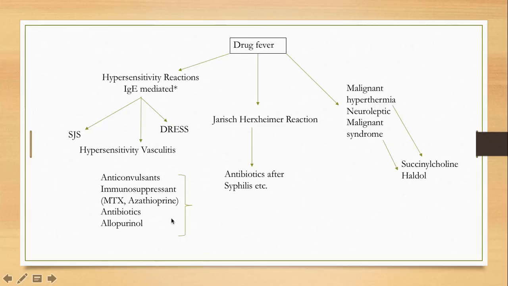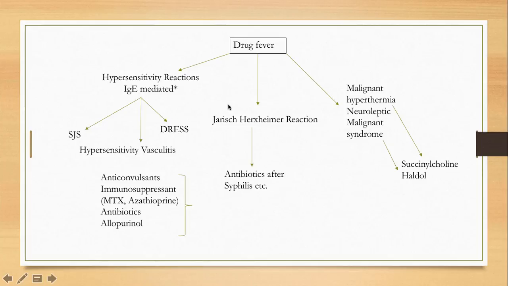So first of all, remember that these are the main drugs. There are 3 A's and then an I. You have anticonvulsants, antibiotics, and allopurinol, and then you have immunosuppressants, for example, methotrexate, azathioprine, and some of the others. So remember these 3 A's and an I. Among these, you can see that antibiotics are used to treat infection. But then again, how do you know this is antibiotic-induced fever versus underlying infection not getting better despite antibiotics? So this is what you keep in mind.